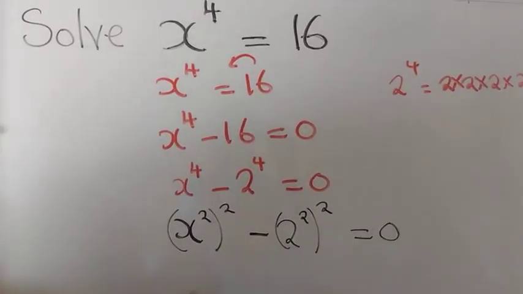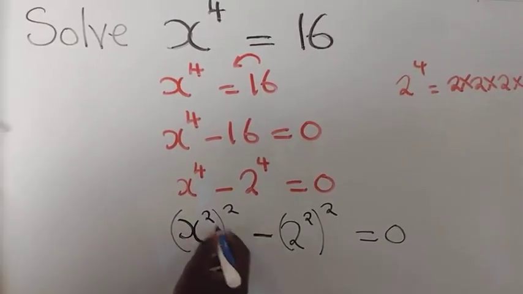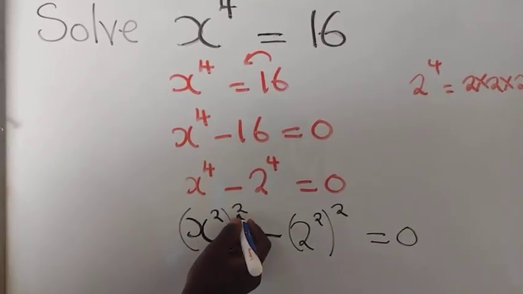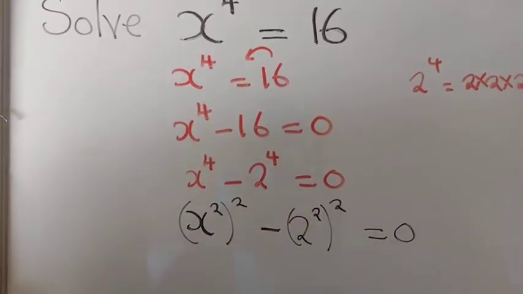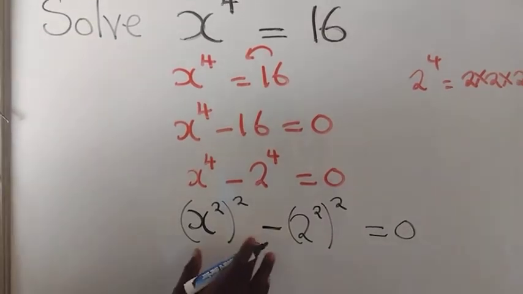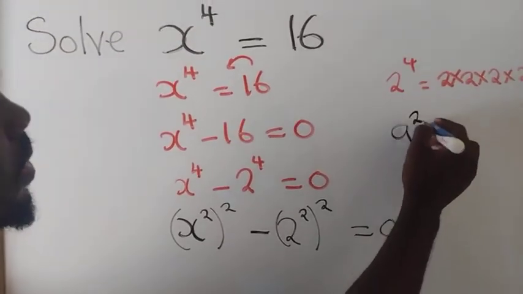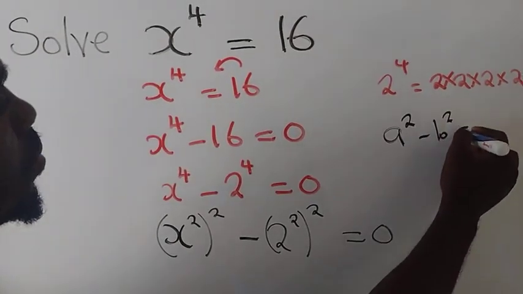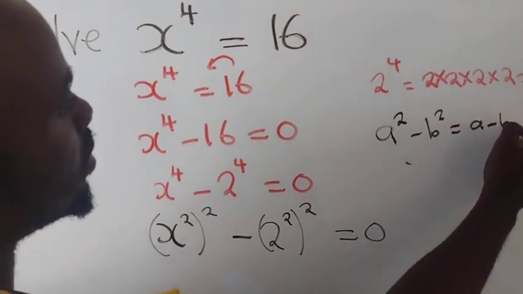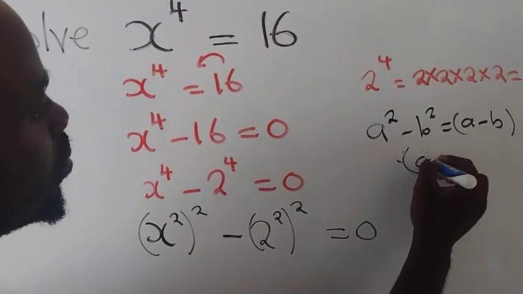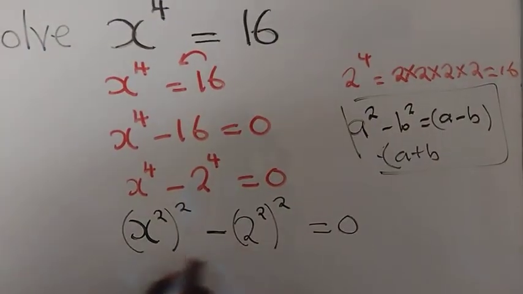So from here, we're having something like a difference of 2 squares. Why? This x squared is being raised to the power of 2. Again, this 2 to the power 2 in brackets is also being raised to the power of what? 2. So what's the principle we are going to apply here? If you have something like a squared minus b squared, this will give you a minus b, and then again a plus b. So this principle, we're going to apply it here.